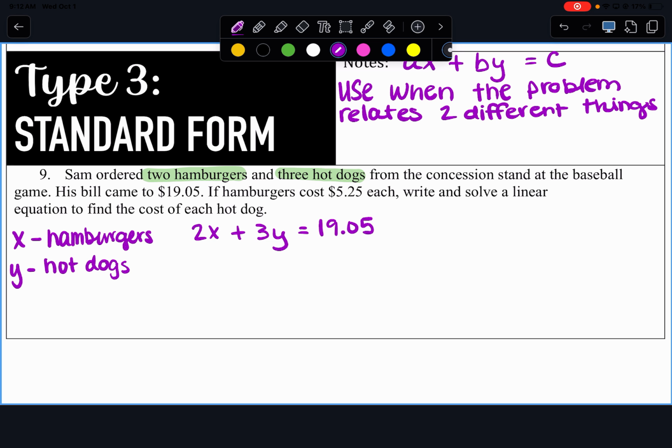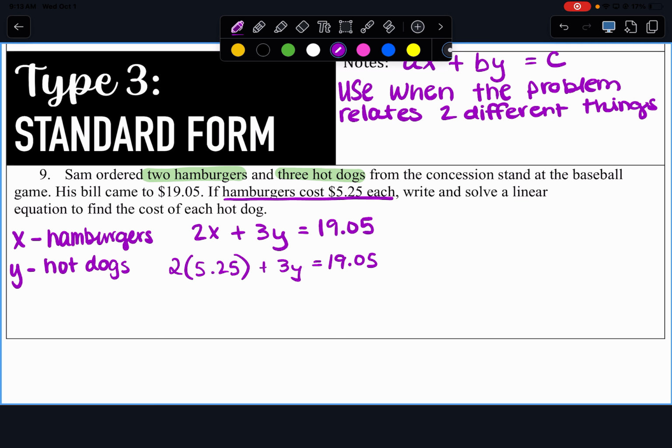We are on question 9. All right. Now, it says if the hamburgers cost $5.25 each, write and solve a linear equation to find the cost of each hot dog. What do I need to do with that $5.25? Plug it in for X. Do I need to plug it in for X and Y or just hot dogs or just hamburgers? Just hamburgers. So we're going to do 2 times 5.25 plus 3y equals 19.05.